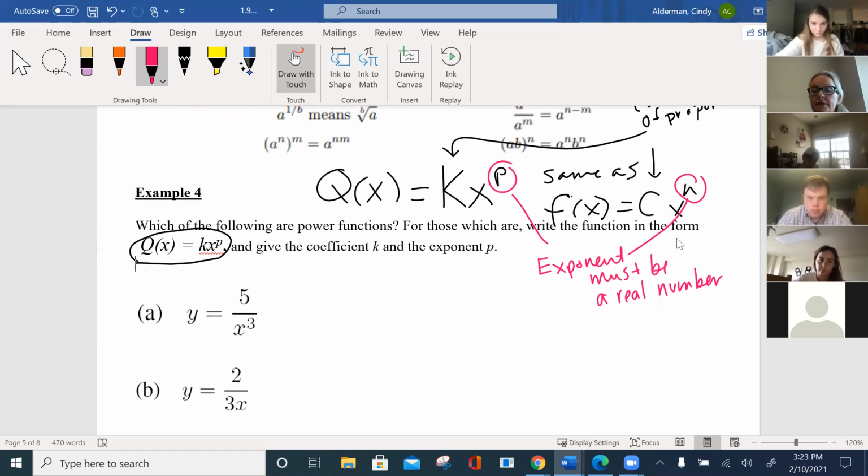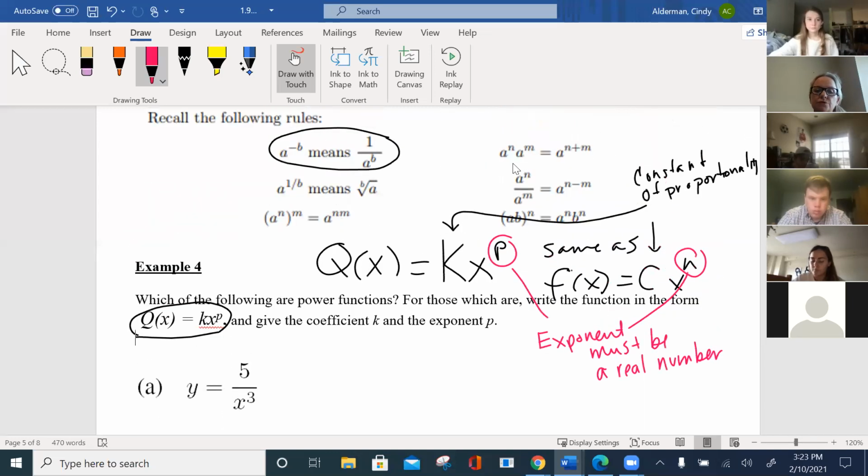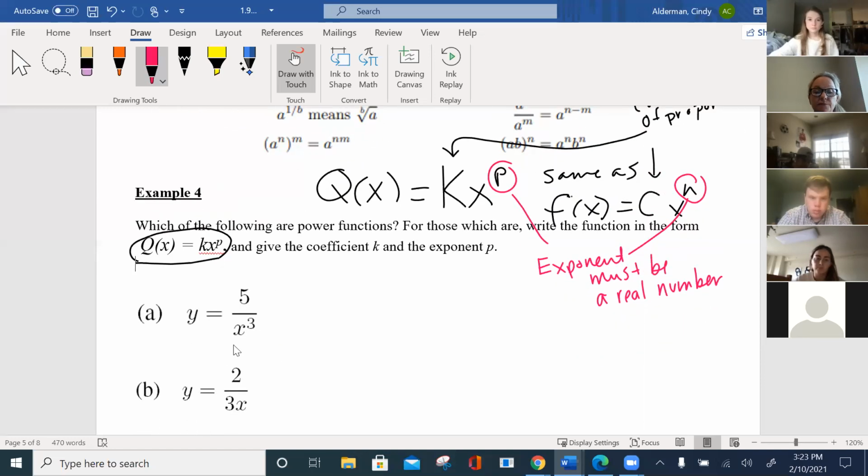For those which are, write the function in the form q of x equals k x to the p, or this form too, right? Just using different letters, and give the coefficient k and the exponent p, or in this case, give the coefficient c or exponent n. So sometimes in Wiley, they're going to put different variables in there for you. So just be ready for that. But if you have a number out front, a variable, and a number here, then you've definitely got a power function. So we're going to use these rules right here to see if we can rewrite this as a power function. So we can in this first case.